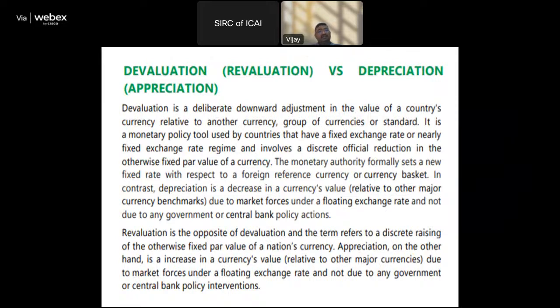Devaluation and revaluation apply in the case of a fixed rate regime. Depreciation and appreciation apply in the case of a floating rate regime. In India, we have been following the floating rate regime instead of a fixed rate regime from 1991 onwards.